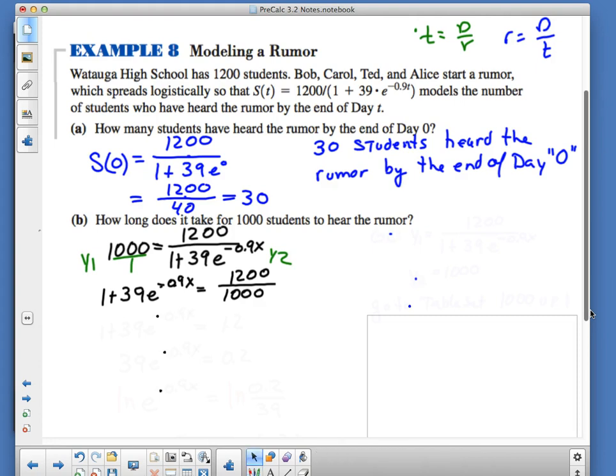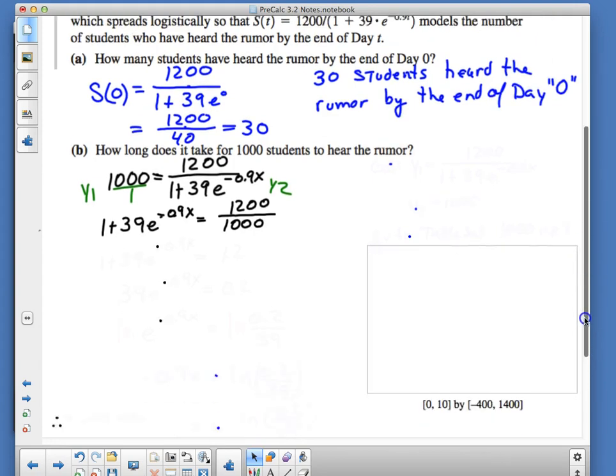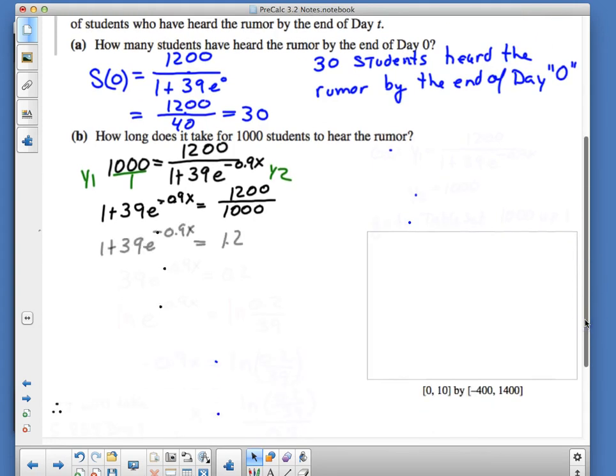So now I've got 1,200 divided by 1,000, which is 1.2. Sorry, yeah, 1.2. And then I'm just going to subtract 1, so I get 0.2. And I'm going to divide by 39. I'm whittling it away so I can get to my e to the negative 0.9x. Okay, at this point, I'm going to take the natural log of both sides.